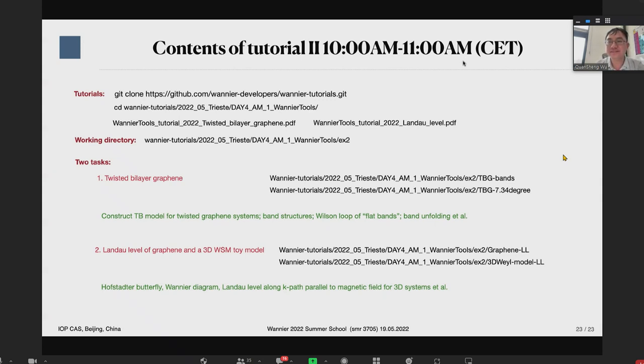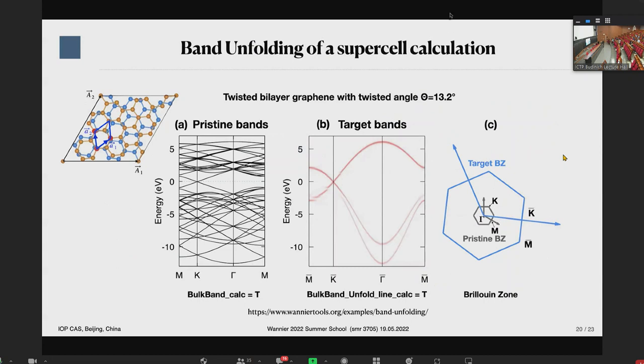We also have a question from the room. Thank you for the talk. I would like to ask you about the unfolding procedure for twisted bilayer graphene. When you unfold onto the primitive cell of maybe single layer or bilayer untwisted graphene, what are the meaningful physical quantities that you can measure as a function of the twist angle, doing unfolding for different twist angles?